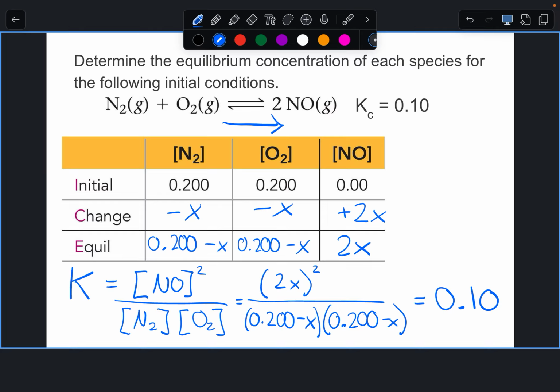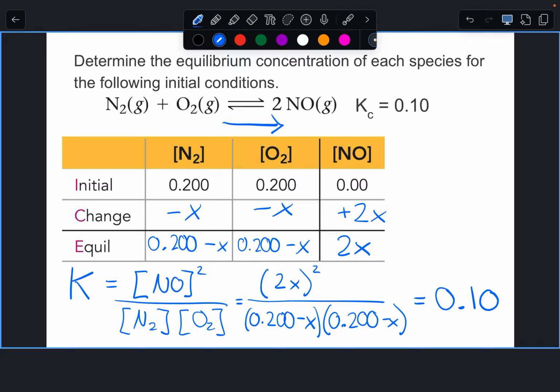Okay, so steps. First one, set up the ICE table. That was done for us. Second, define which way the reaction is going to proceed. In this case, it has to go to products because there aren't any products yet. So I drew the arrow to remind myself of that. If you have one that's 0, you always have to go to make that. If you had non-zero numbers for all of the chemicals, that's when you have to do the Q versus K and figure out which direction the reaction proceeds.